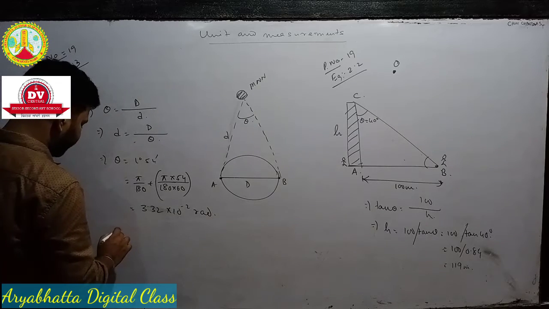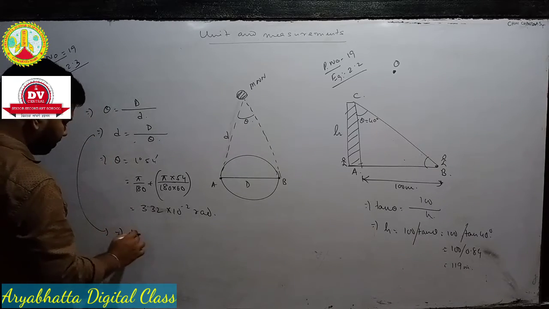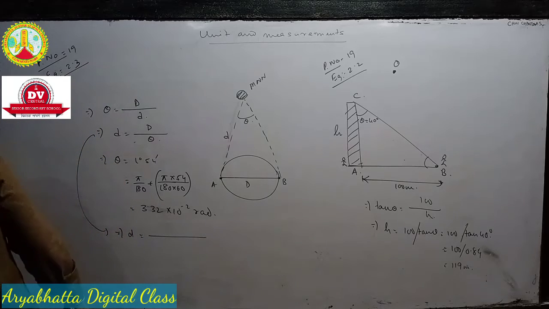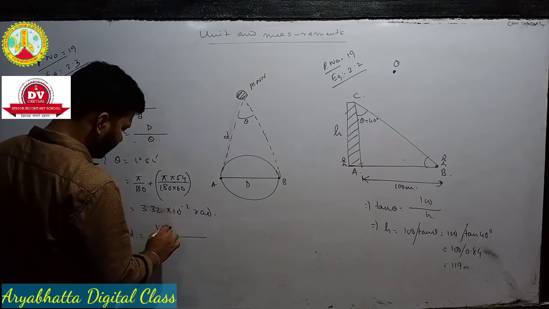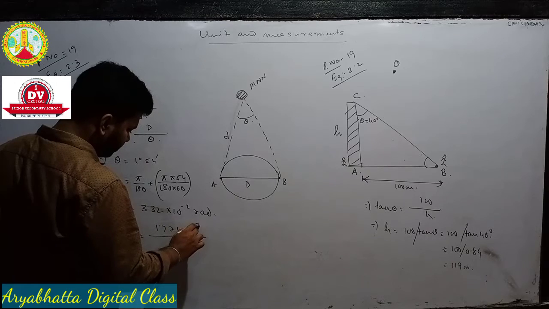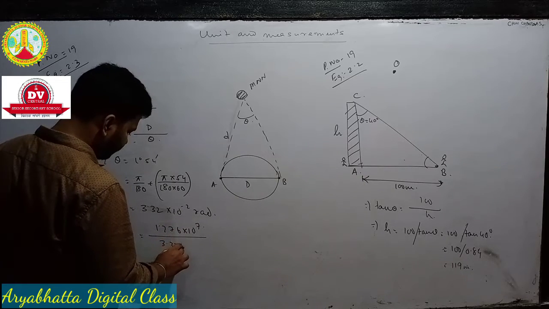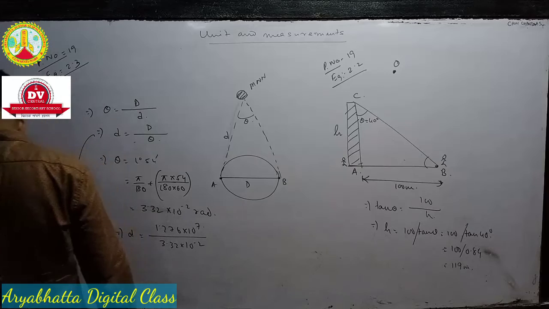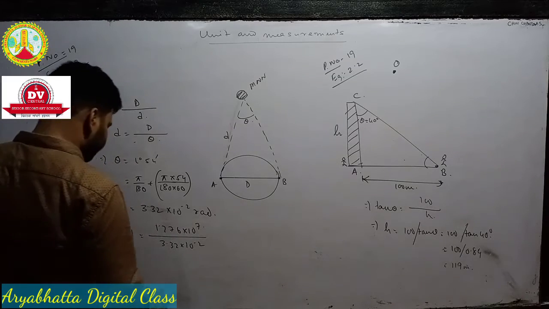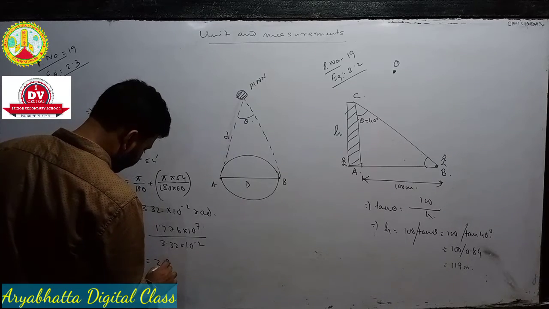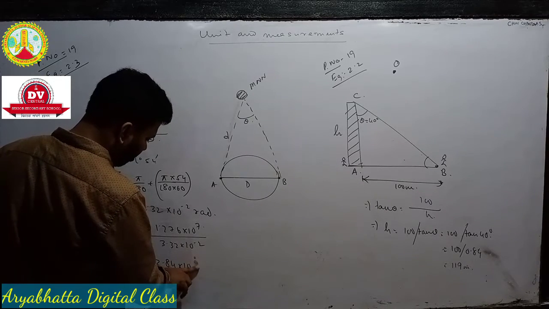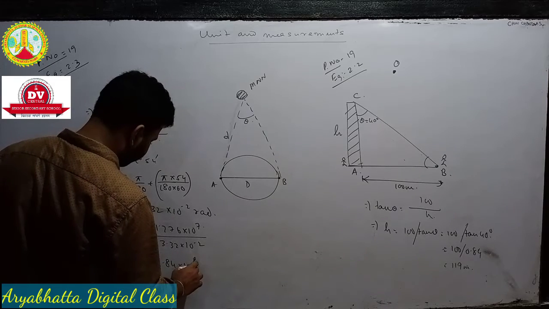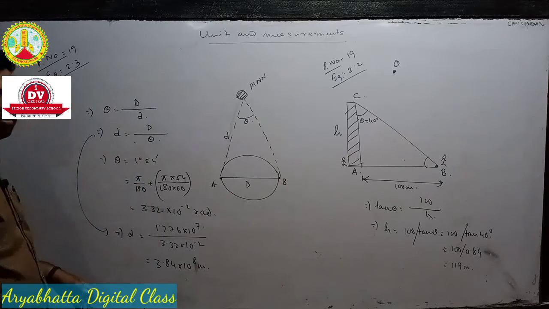So what will be the value of d from this formula? What is the diameter of the earth as per the question? 1.276 into 10 to the power 7, and this is 3.32 into 10 to the power minus 2. So if you do the calculation, your answer will be 3.84 into 10 to the power 8 meter. Okay, in this way you have to solve.